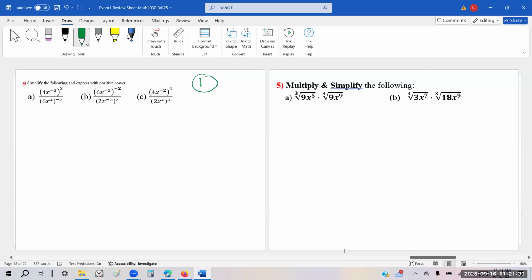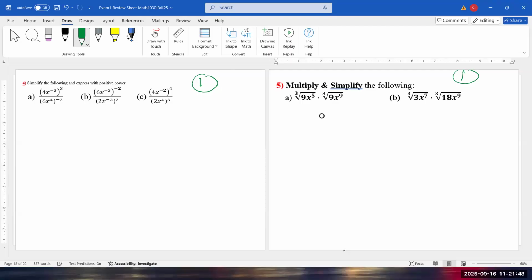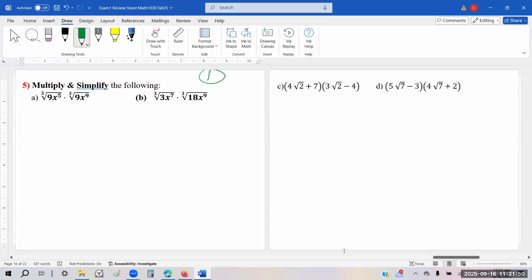And then definitely one of the multiplication. First you're going to multiply numbers with numbers, variables with variables, and then simplify them. And then lastly, you have binomial multiplication. So you're going to distribute and then multiply.